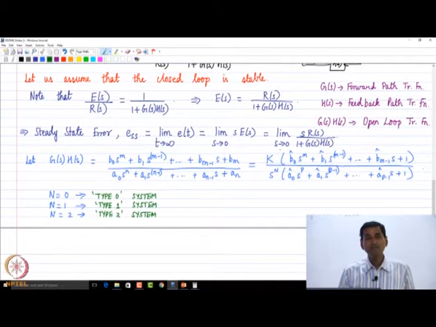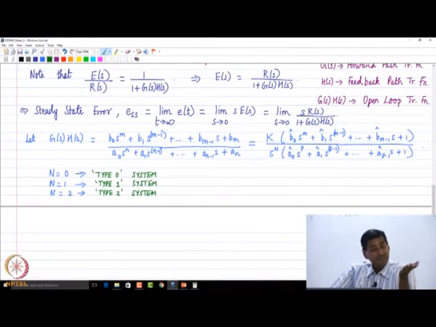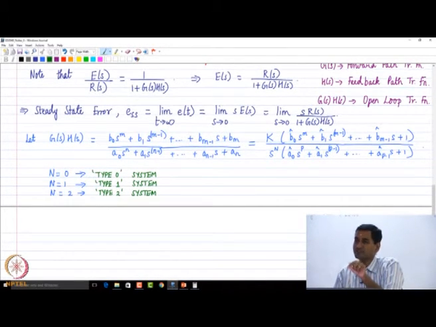Okay. So depending on the value of capital N, we have type 0, type 1, type 2, type 3 and so on. For example, if you use an integral controller, we automatically get a type 1 system. I am sure all of us agree, right? What is the transfer function of an integral controller? Ki divided by s. If you use Ki divided by s in our open loop transfer function, I automatically have an s in the open loop transfer function denominator. So I automatically get a type 1 system. I am just giving an example. Okay. So please remember this. That's the terminology which we use.